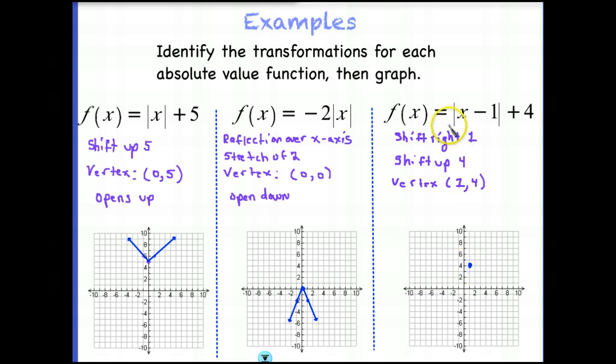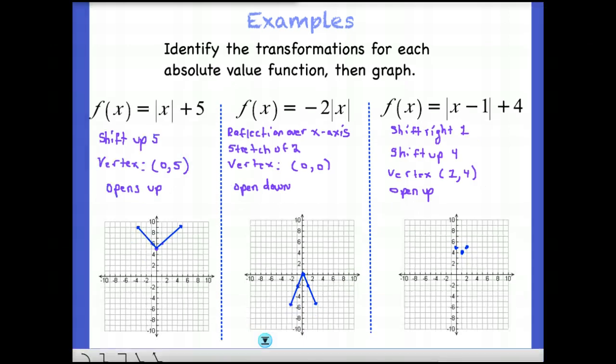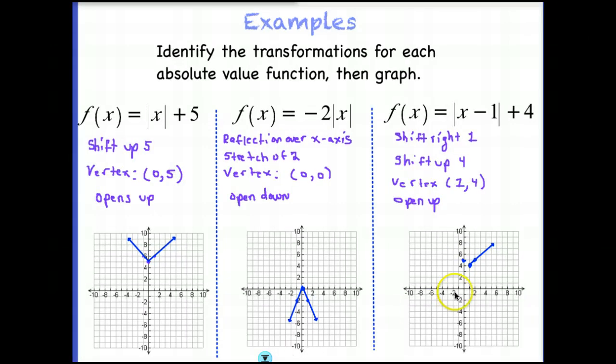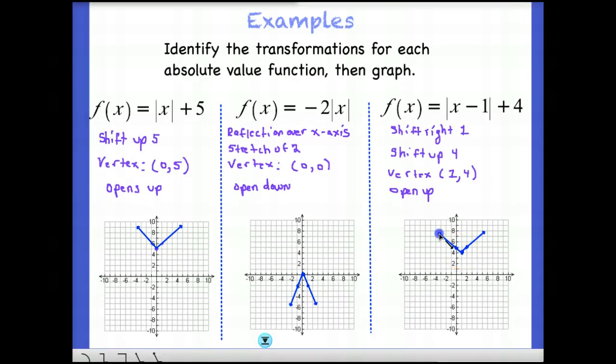My slope, if you'll notice, I don't have a change to my slope. It's just 1 over 1. And also, if you'll notice, the slope is positive, so I know my graph will open up. And that'll tell me which direction to plot my points. So I'm going to go up 1 over 1, make a point, up 1 over 1, make a point, and now I'm ready to draw my line. And those 3 are graphed.